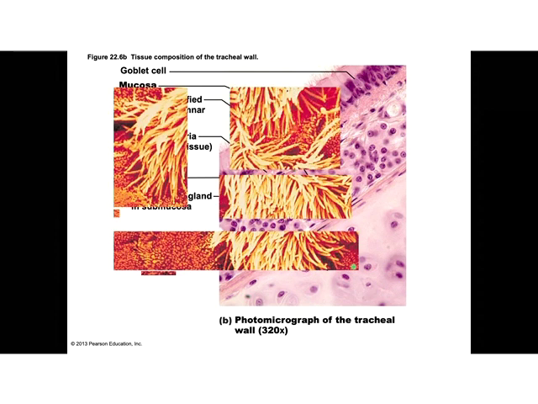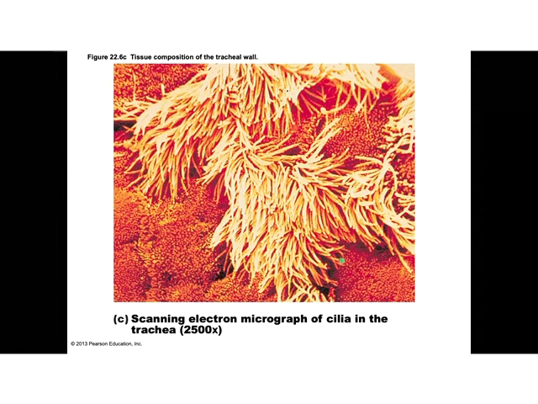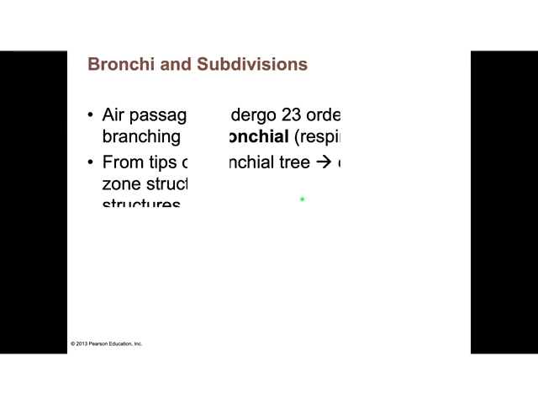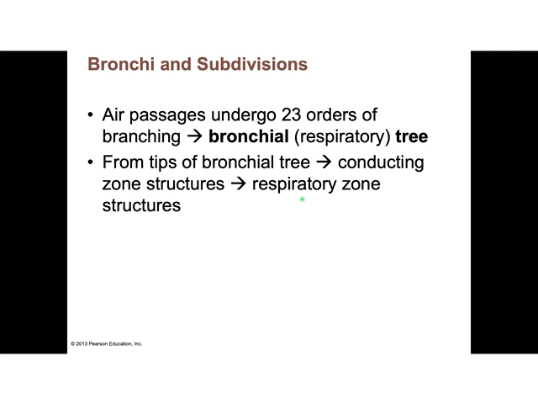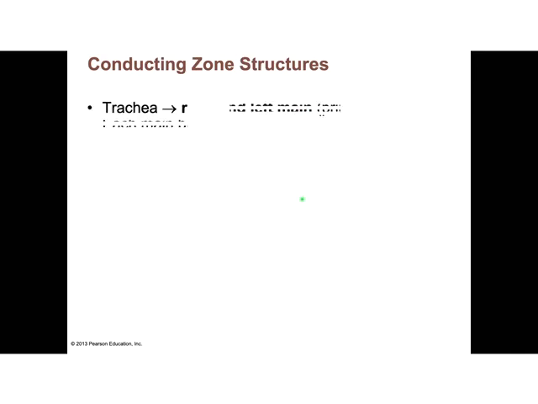And this is what it looks like, the surface of the trach in an EM micrograph. You can see the cilia on the surface of the cells. This looks remarkably similar to an EM of the fallopian tubes, which have basically the same tissue lining them, okay? So the air passages undergo about 23 splits to form the respiratory tree that extends all the way down into the lungs, the tips of the bronchial tree to the conducting zone structures to the respiratory structures, okay?